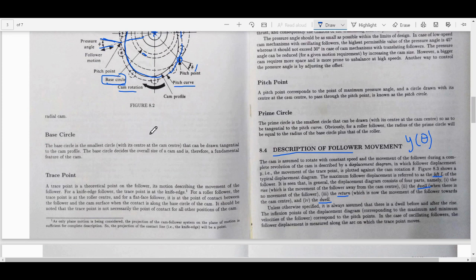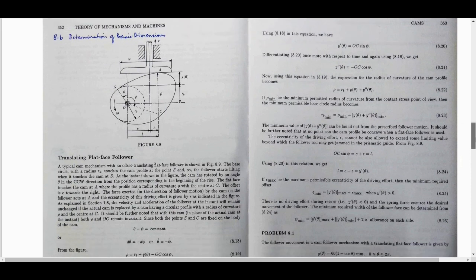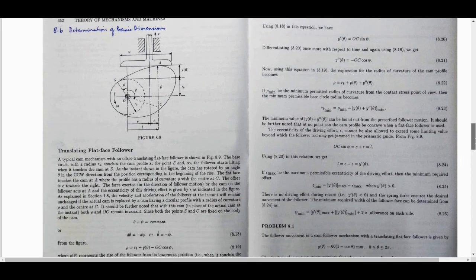So if you have a graph of y versus theta from 0 to 2 pi, you'll have a dwell, a lift, a dwell, a return, and a dwell, something like this. Okay, you can see that part, but we will not spend much time on it. So now we will come to section 8.6, which is determination of basic dimensions of a cam.